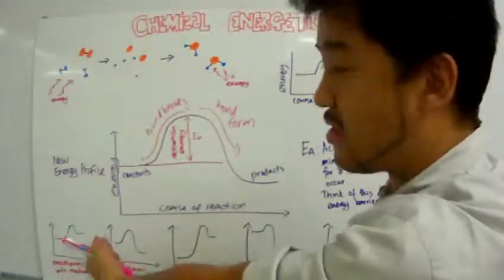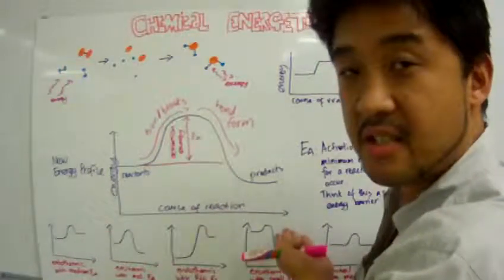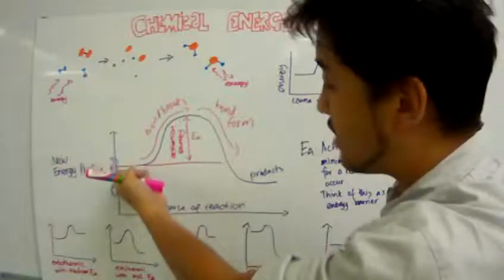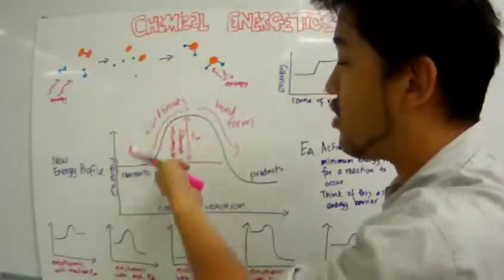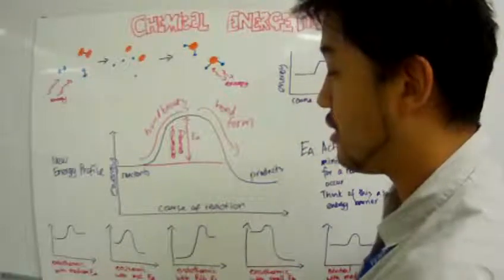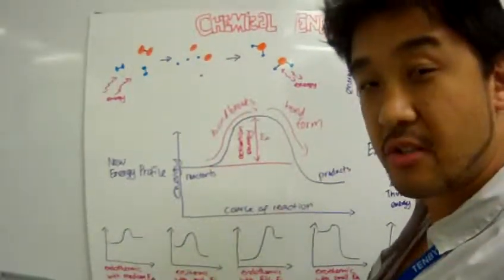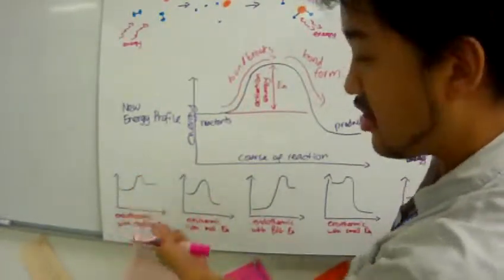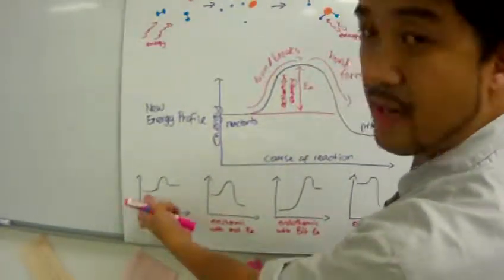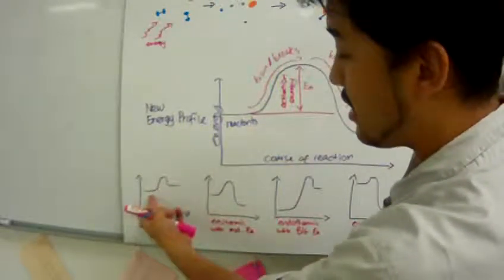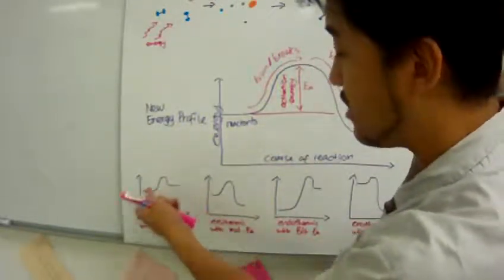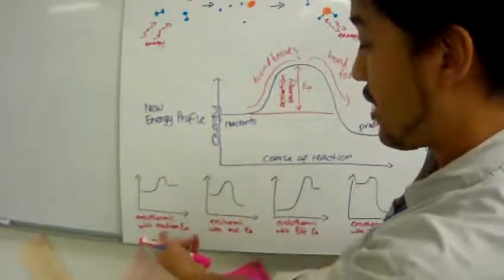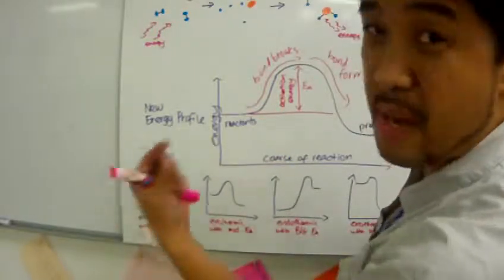Again, the y-axis is the energy level, the x-axis is the course of the reaction, and you have your energy level at the reactant side and the product side, and in the middle you have your activation energy. So let's focus down here for a little bit, and you will see different energy profiles. Here you have your reactants and your products. As you can see, the products are higher than the reactants. So overall, this is an exothermic reaction with a medium activation energy barrier.